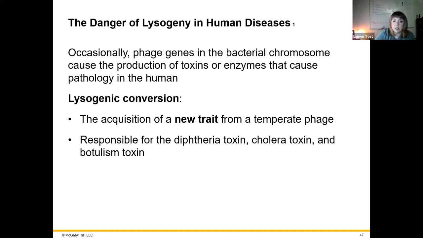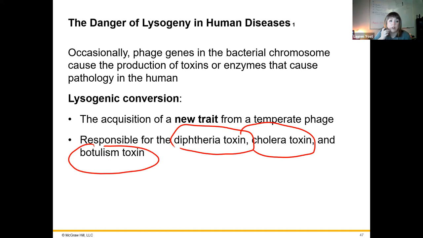So this is very important in medicine. This is how diphtheria gets its toxin. This is how cholera gets its toxin. So botulism gets its toxin. That's pretty crazy for all those. Erythrogenic toxin is a toxin that's produced by Streptococcus pyogenes that's involved in scarlet fever. So it gives that typical red rash associated with it.